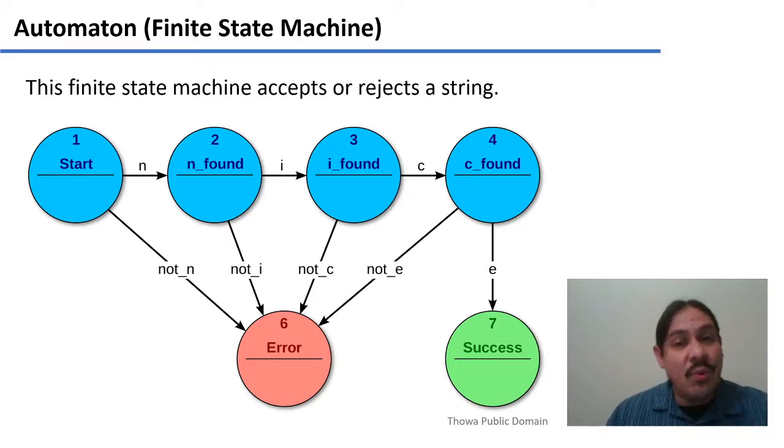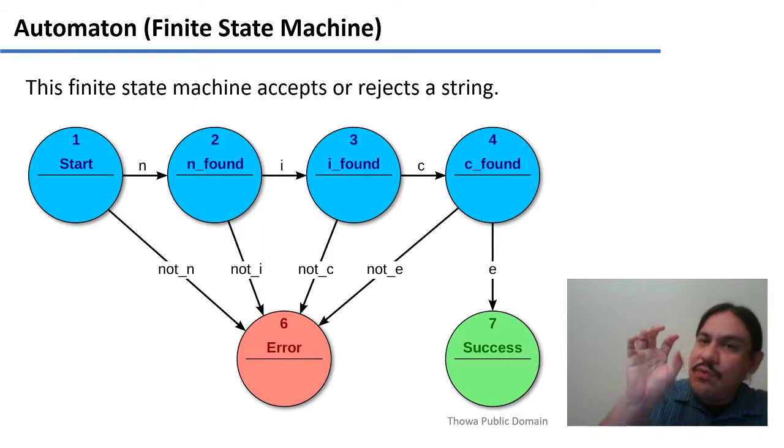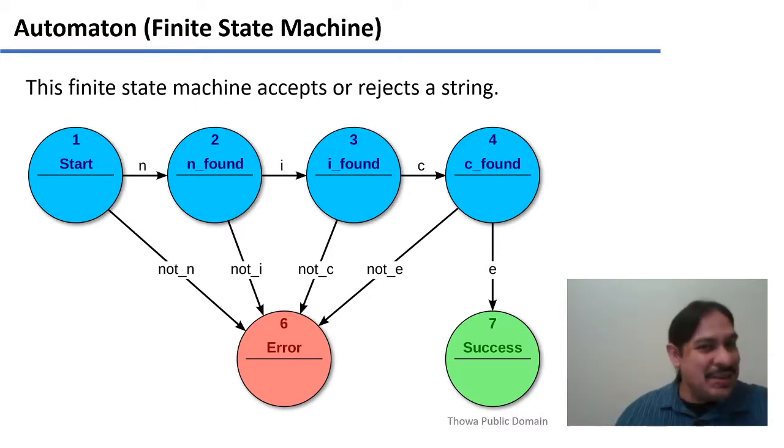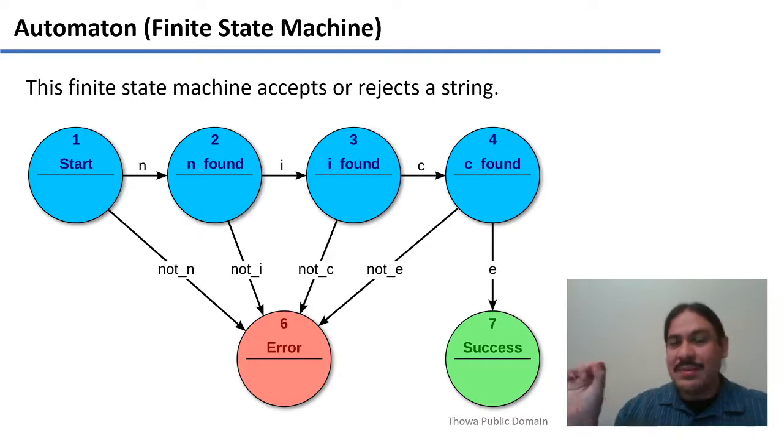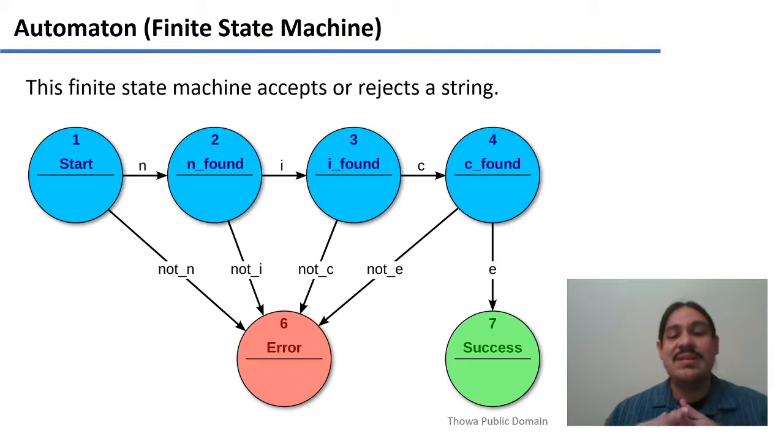If you are in number four, you get an E, and then you transition from 4 to 7, and ding, it checks out. Your finite state machine has accepted the string as being nice. If you get anything that is not an E, for example, the H in niche, you would go from 1, 2, 2 to 3, 3 to 4, and then in number four, you get an H for niche, and then it goes into the error state 6. So this finite state machine goes into state number 7, which is an end state, if it gets the string nice. It goes into the end state number 6 if it gets any other string, like nice or niche, for example.